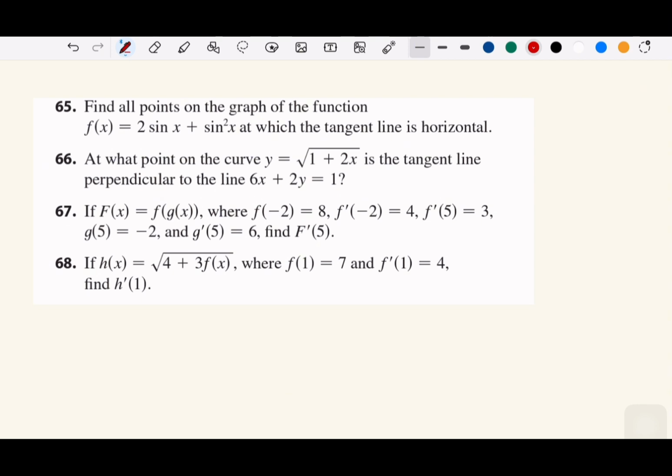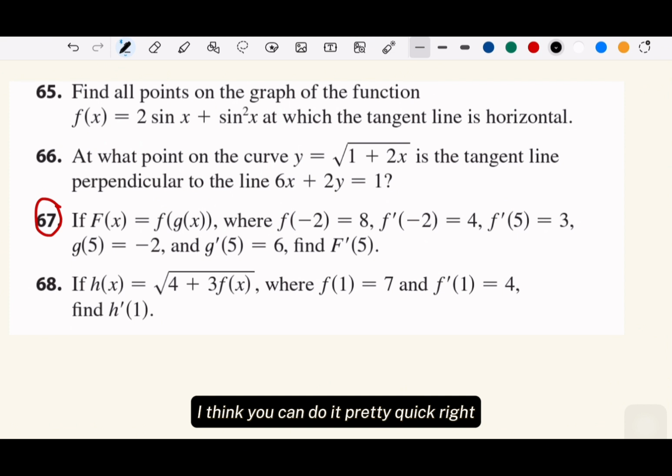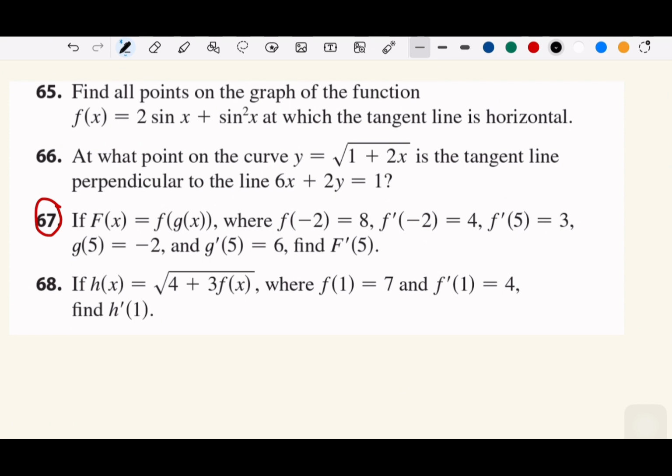Maybe number 67. 66, same. What will be the slope? You know that. I'll leave that for you. Okay, number 67. I think we can do it really quick. For number 67, I think it's quite obvious.